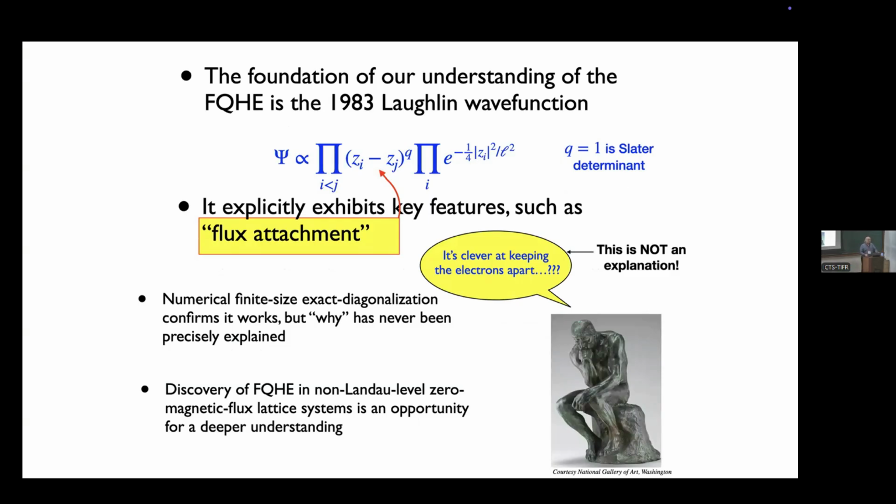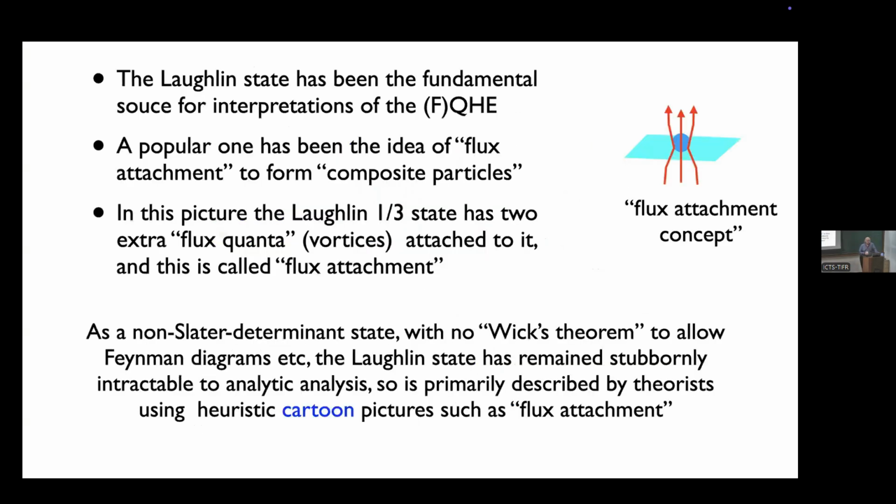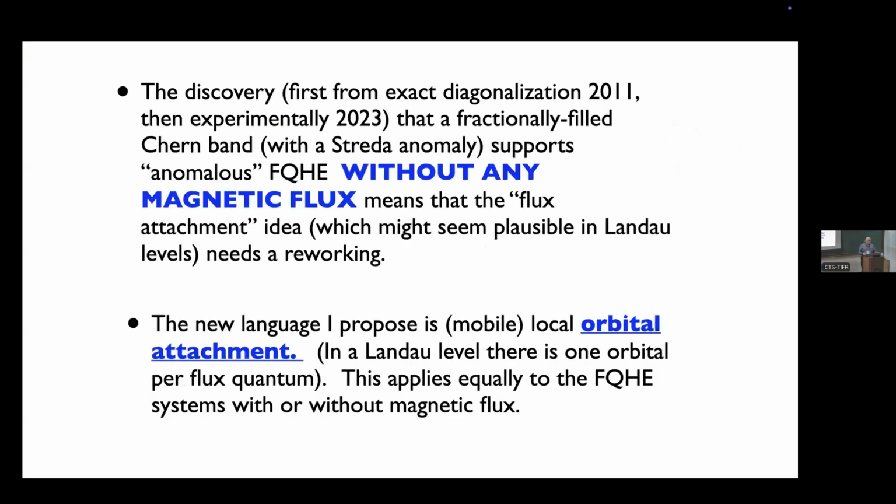Okay, good. So the foundation of our understanding is the Laughlin wave function, and this was usually interpreted as flux attachment, but I'm reinterpreting it as orbital attachment. So there's the cartoon for flux attachment. When you think about it, it's a kind of crazy picture because the flux isn't bent in any way, right? So people say, well, it's really vortices or fluxoids attached, but we're going to actually look at this again. So Chern bands, there's no flux involved.